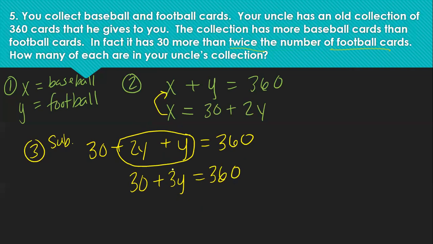And now we isolate. What do I need to do to isolate? Minus 30 and then divide by 3. So we minus 30 and divide by 3. And that leaves us with 330 divided by 3, which equals 110.